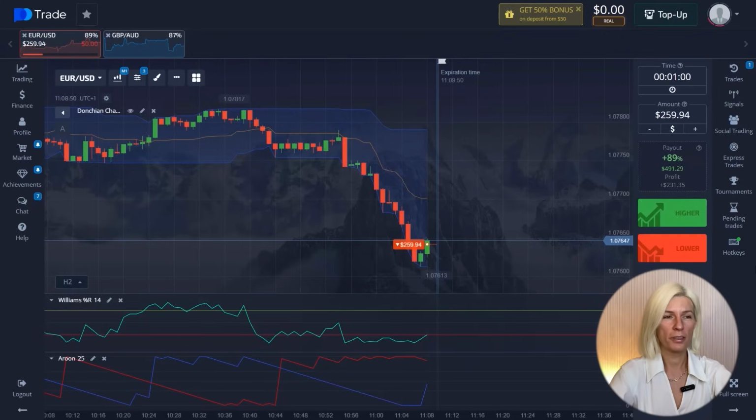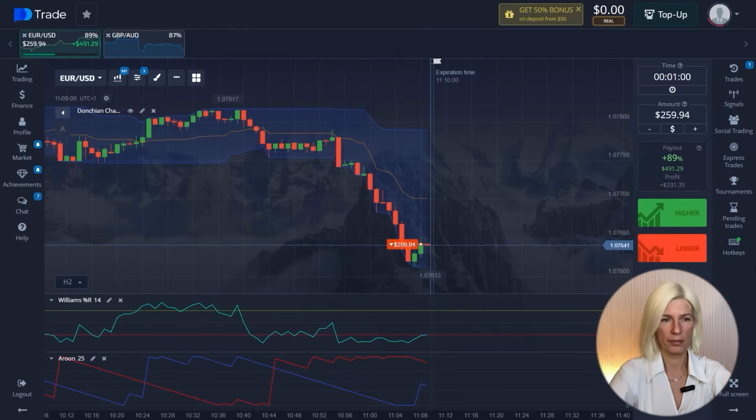But the signal from the arrow indicator has not changed yet, and although its blue line, responsible for the upward movement, has started to grow, it is below the level of 50. But the red line continues to be at the level of 100. And this is still the same signal about a possible price decline.